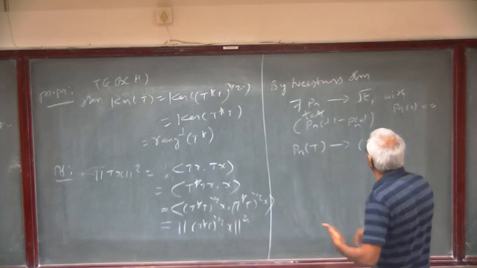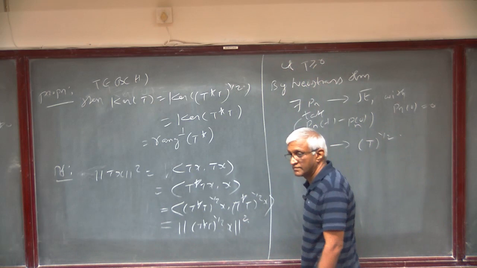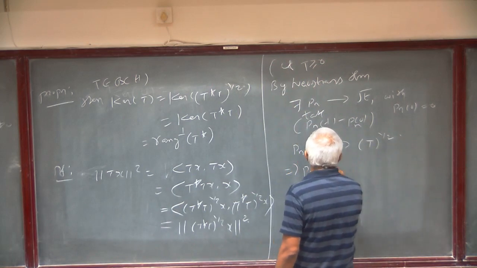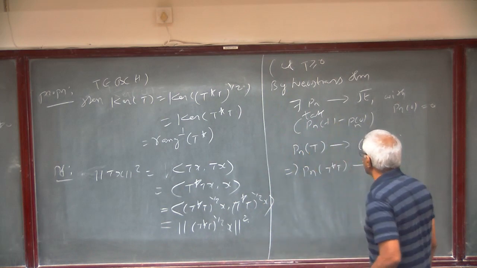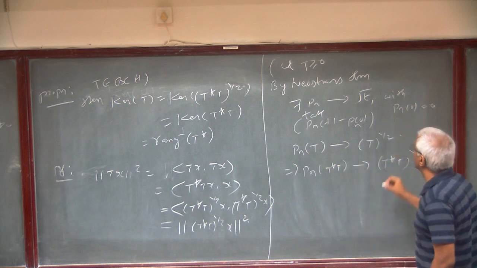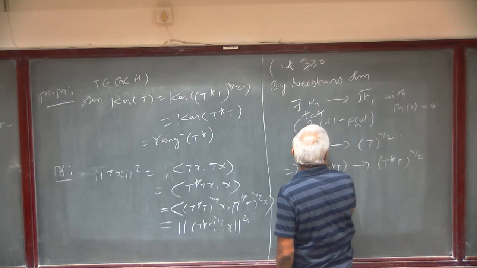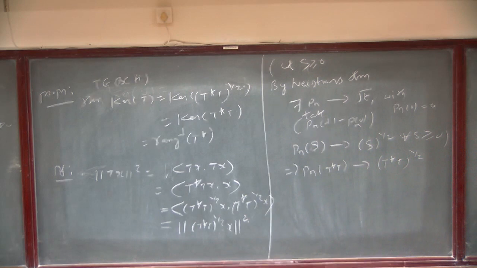This is true for any positive operator t. So this implies Pn of t star t converges to t star t to the power half. Yes, positive. In particular, this is true for Pn of t star t, which converges to this.